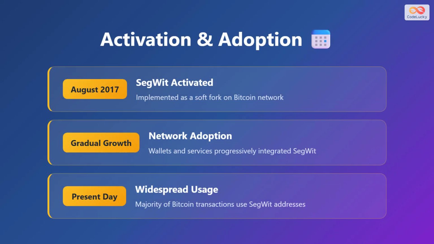SegWit was activated in August 2017 as a soft fork on the Bitcoin network. Adoption was gradual, with wallets and services progressively integrating SegWit support over time. Today, the majority of Bitcoin transactions use SegWit addresses, demonstrating its success and widespread acceptance throughout the ecosystem.